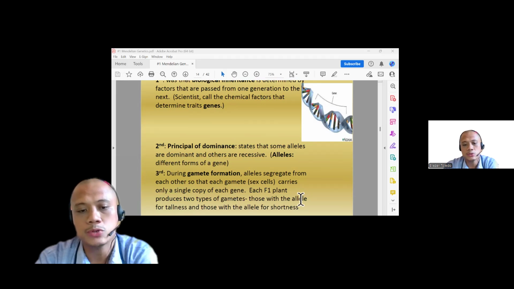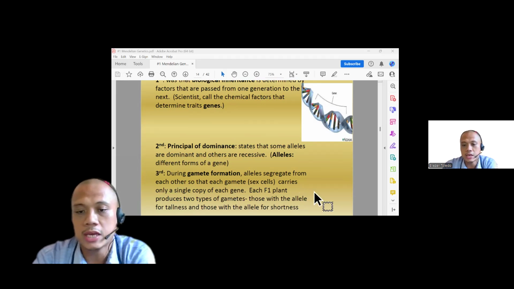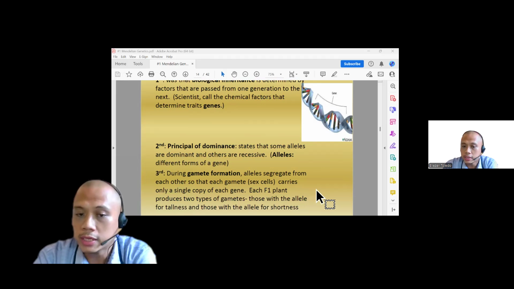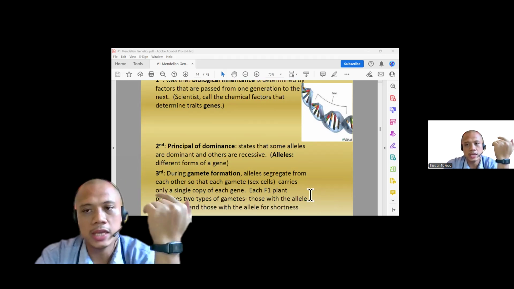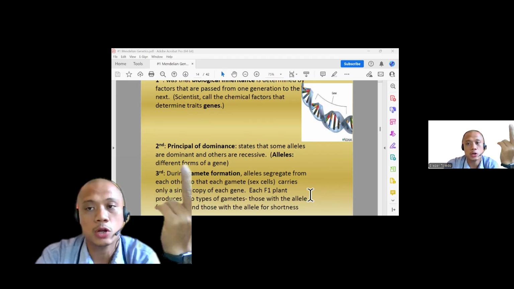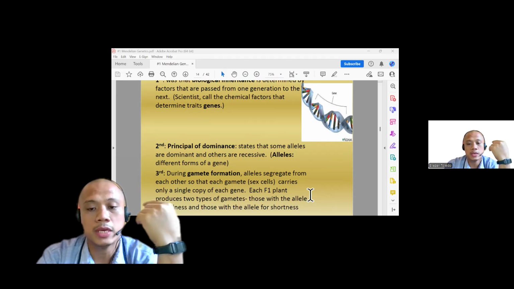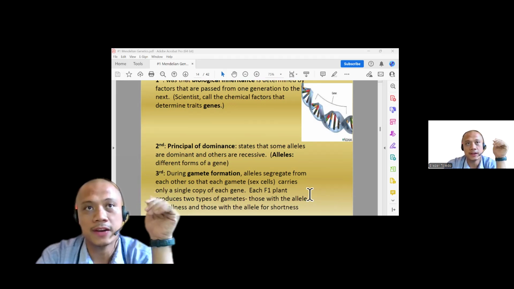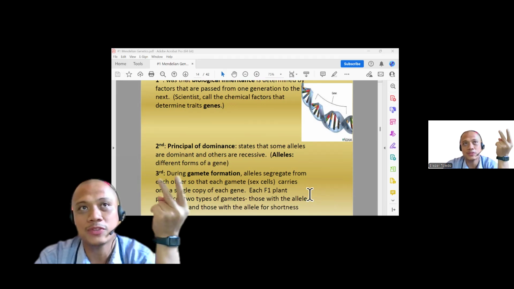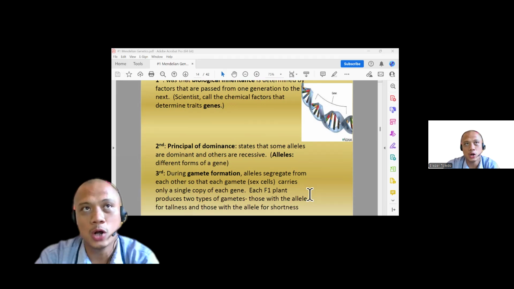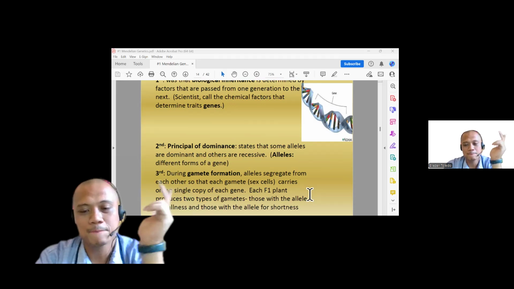Each F1 plant produces two types of gametes. Those with the allele for tallness, for this trait, either tallness or shortness. It could be tall, and it could also be short. And there is another definition of that one. If they have both of the genes, they would carry two tall or two short.